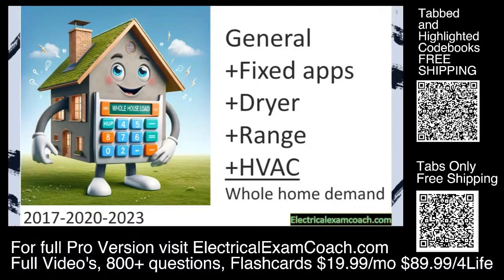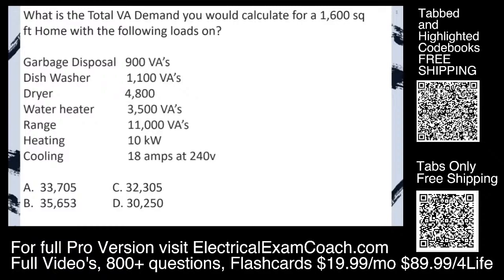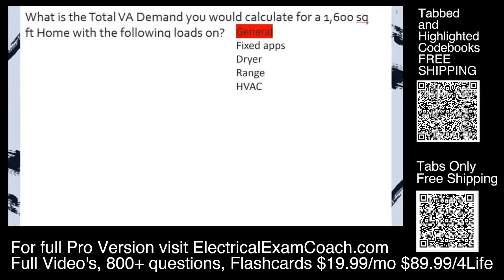Let's get to it. What is the total VA demand you would calculate for a 1,600 square foot home with the following loads? Now I know this looks daunting, but we're just going to take it one piece at a time. You've worked very hard up until this point, and I know you can do it. I want us to get used to laying out all of our calculations like this. On our piece of paper, write general, fixed appliances, dryers, ranges, and HVAC, and we're going to fill them in one at a time. Step 1 is to find our general lighting and receptacle loads.